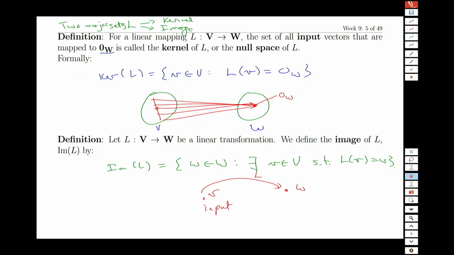But there is going to be at least one point, possibly a larger subspace, that maps to the 0 vector on the outside. We're interested in that space, and we're interested in the image, which is all the points that we can reach on the output side from our transformation. All right.